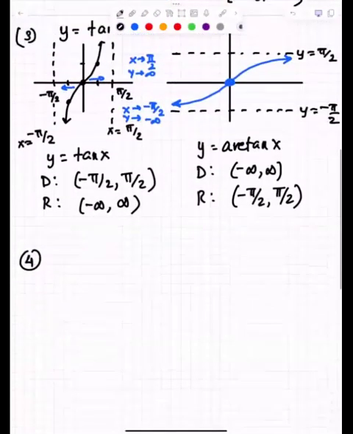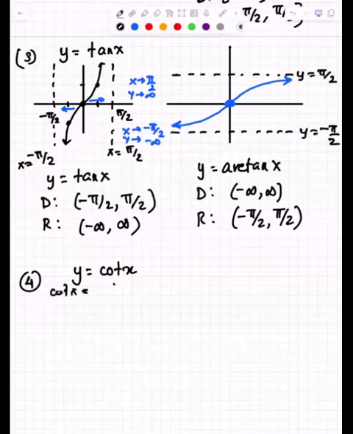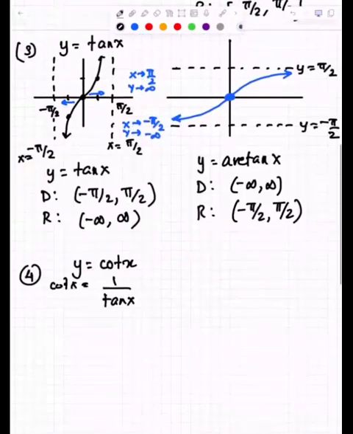Okay, number 4 on the list. This is a cool one. We're going to use this because we haven't done this graph before, but you will need to know this also. It's a graph of cotangent of x. Now remember, cotangent of x is the reciprocal of tan of x, right? Cot of x is 1 over tan of x. So let's use the graph of tan to sketch the graph of cotan.